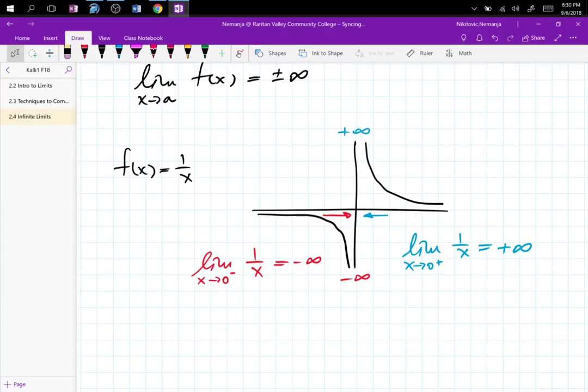Now, by the theorem, we know that if these guys match, we have overall limit of what they have, and if they don't match, the overall limit does not exist. So we will write that the limit as x approaches 0 of 1 over x does not exist because these red and blue do not match. One is positive, one is negative infinity.